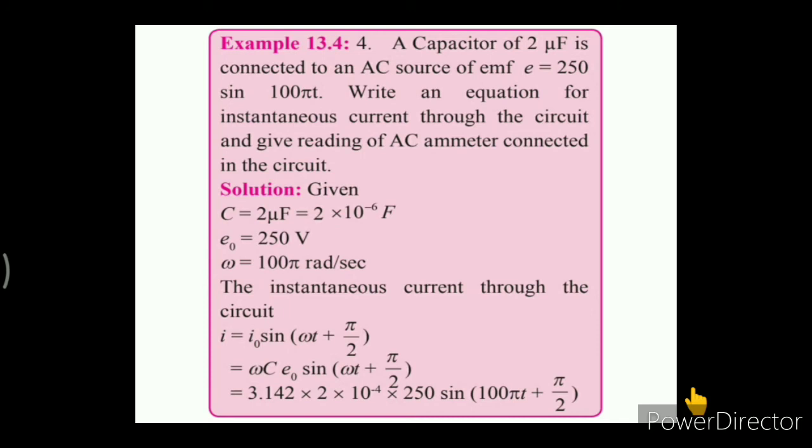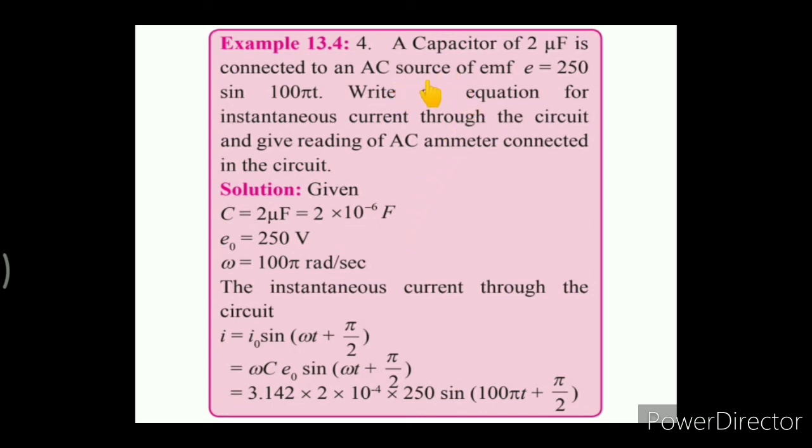As here in this example, it is given that the capacitance of the capacitor is 2 microfarad. So here we have to write C equal to 2 microfarad, which is converted into farad by multiplying by 10 raised to minus 6, and hence the value of C becomes 2 into 10 raised to minus 6 farad.